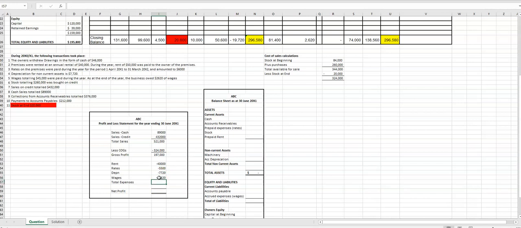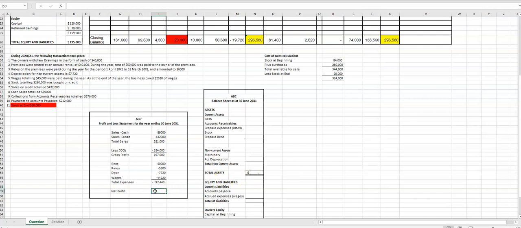So subtract 44,220. So let me just go through that again. So we had 45,000 of wages for the year. We then reversed the accrual that was made for last year because that's been paid off, and that was 3,400. And then we've set up a new accrual for wages that have been incurred but we haven't yet paid for. So that's 2,620. So all of that added together is 44,220.